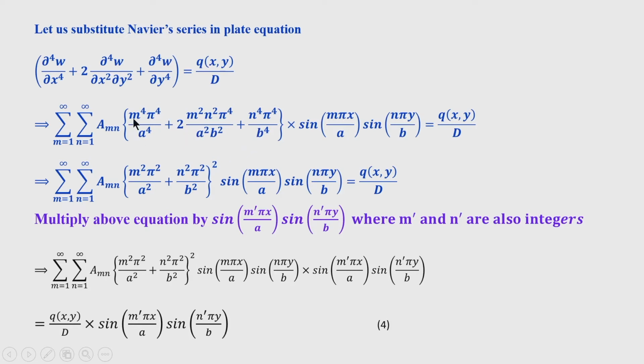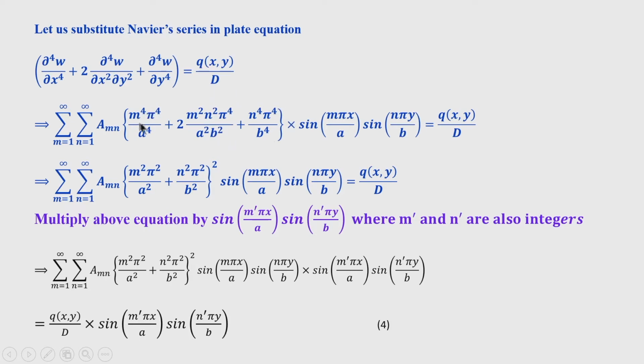So, the coefficient here we are getting is m to the power 4 pi to the power 4 by a to the power 4 plus, due to differentiation of this quantity w with respect to x 2 times, and the result is again differentiated with respect to y 2 times, we will get the coefficient 2 into m square n square pi to the power 4 divided by a square into b square.